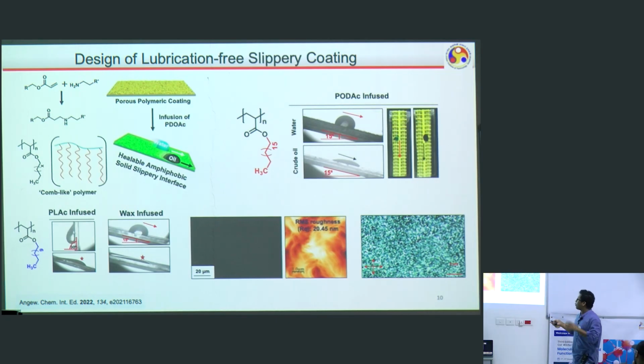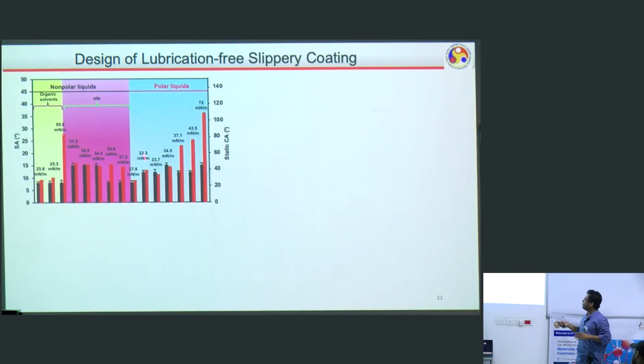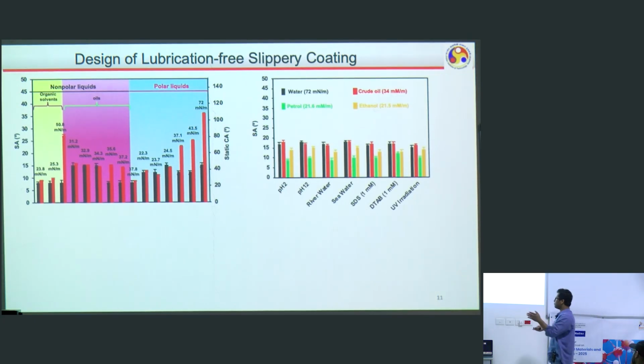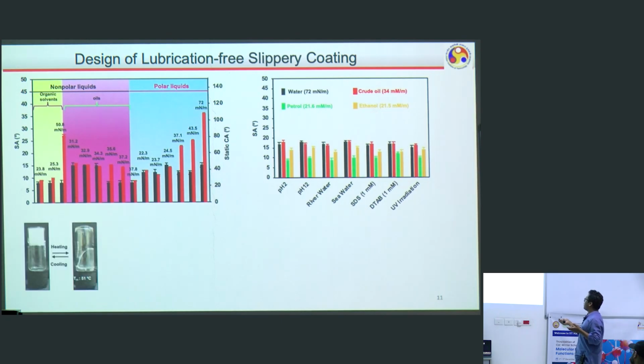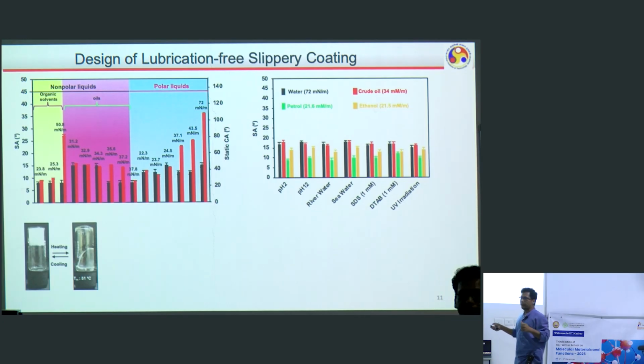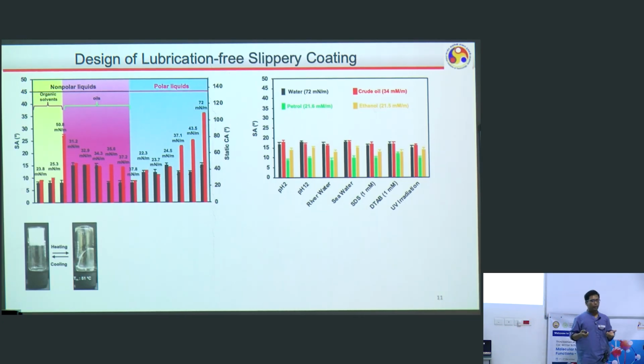Not only just crude oil and water, you can see various non-polar and polar liquids that you can effectively slide off across these coated interfaces. And they remain quite stable in acidic, alkaline, river water, artificial seawater, and surfactant-contaminated water for a few weeks. As you can see here, many of these liquids can easily slide off. And taking advantage of this phase transition, at room temperature it remains solid, but once you heat it up, it becomes molten, right?